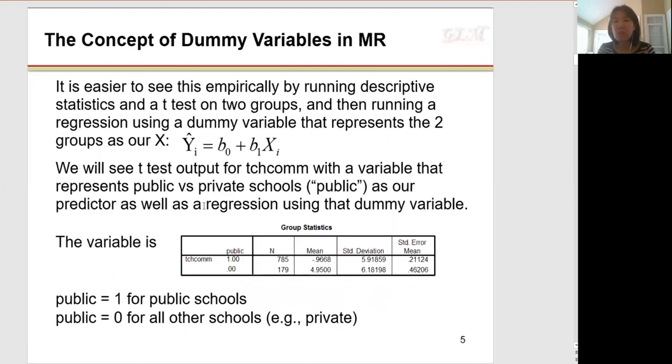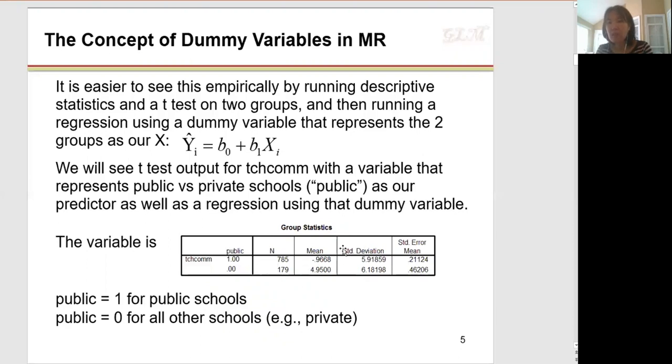It is easier to see this empirically by running descriptive statistics and a t-test on 2 groups. Okay, so this is a simple regression and we have no other X factor. So in this case, F-test and t-test are gonna be the same, right? So t squared is the same as F. Anyway, before we move on to that statistical analysis, let's see this descriptive statistics table.